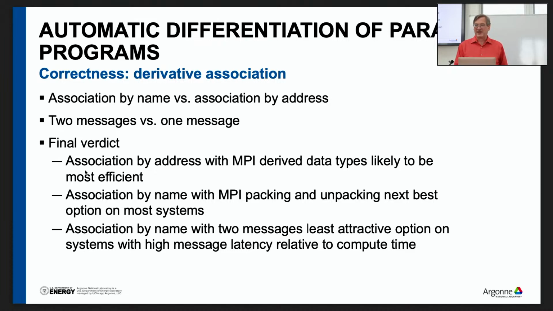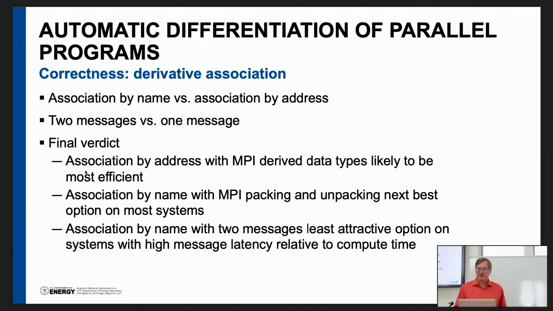Unfortunately, tools like Adafor and I guess Tapenade still today did association by name, and therefore you're left with choosing to do either MPI packing and unpacking or to send two messages. And at the time, the power of the computers relative to the latency of the networks was very different from today. So there was actually a crossover point, but the crossover point was still when you were differentiating with respect to about 1,000 or so independent variables. If you were doing anything less than that, it was more efficient to do the packing and unpacking.